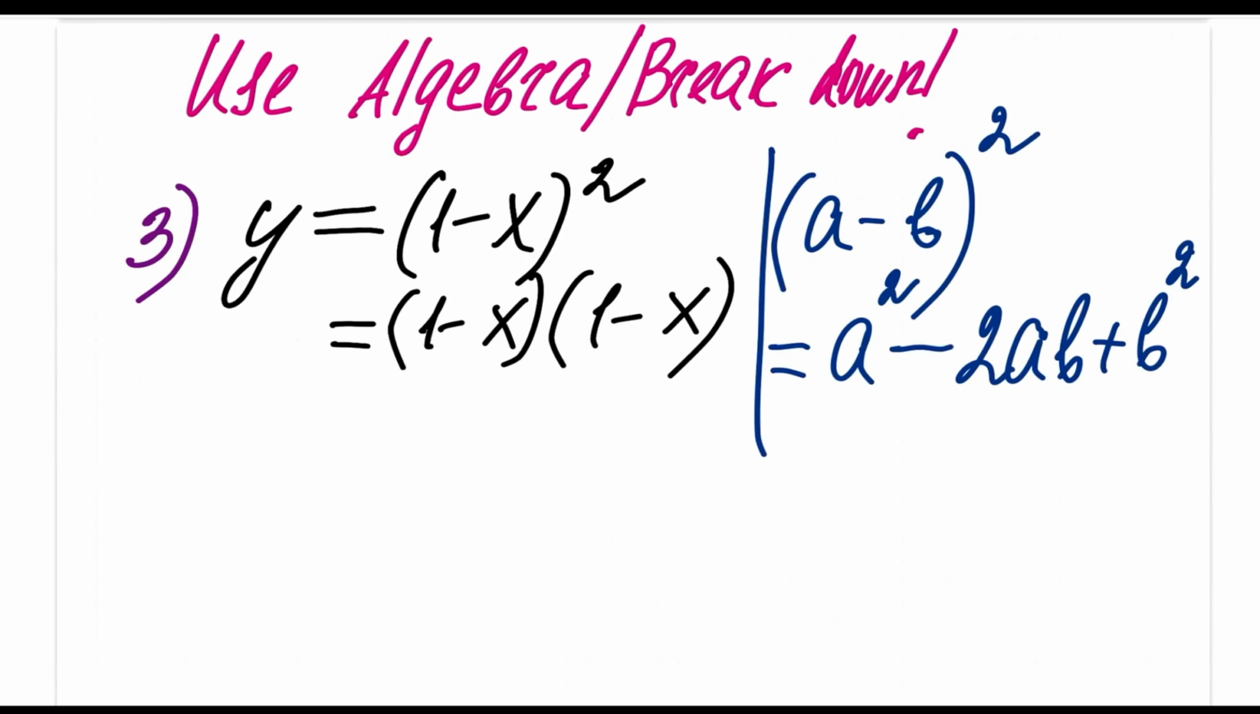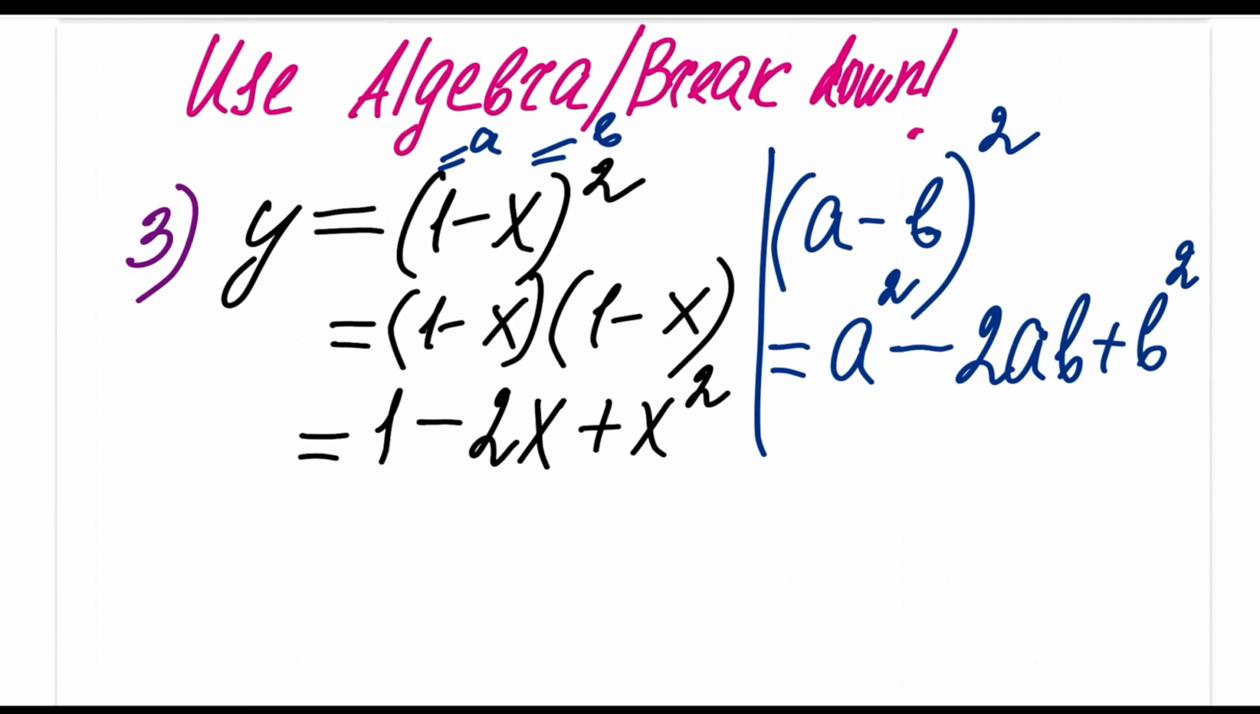It's worth remembering. Alright, so a is 1 and b is x. We can match up. So it becomes 1 squared, which is 1, minus 2 times 1 times x, which is 2x, plus x squared. Perfect. Anyway, you will get this quadratic. So let's move to the next step. We are ready to differentiate this with respect to x.